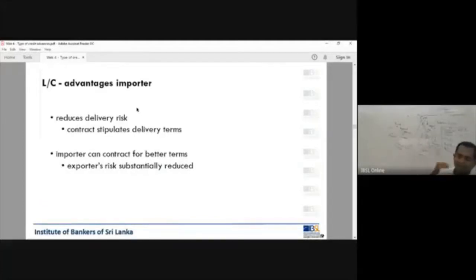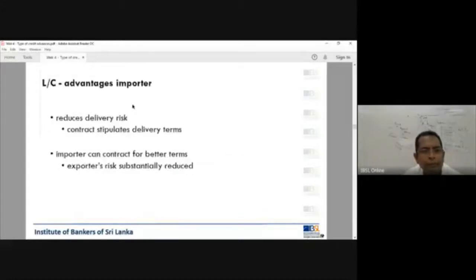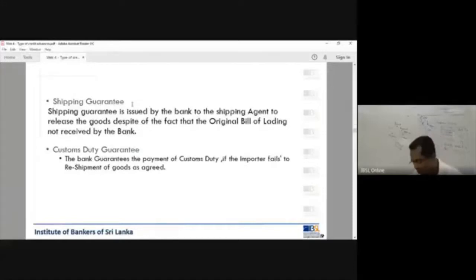Since this credit risk has been eliminated to some great extent, the importer can negotiate a better price with the exporter. The exporter has a financing method, a permanent confirmation, and pre-delivery risk elimination. Therefore, you can say, okay, I'm giving you an LC, but you need to give me better pricing, right? Right. Then we go to shipping guarantee.